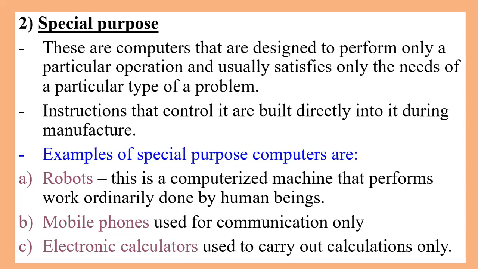Special purpose. These are computers that are designed to perform only a particular operation and usually satisfy only the needs of a particular type of problem. Instructions that control it are built directly into it during manufacture. Examples of special purpose computers include robots. This is a computerized machine that performs work ordinarily done by human beings. Mobile phones. They are used for communication only. Then we have electronic calculators, which are used to carry out calculations only.